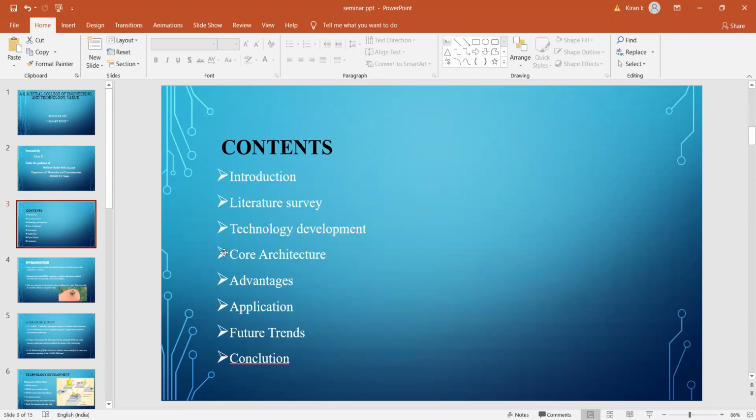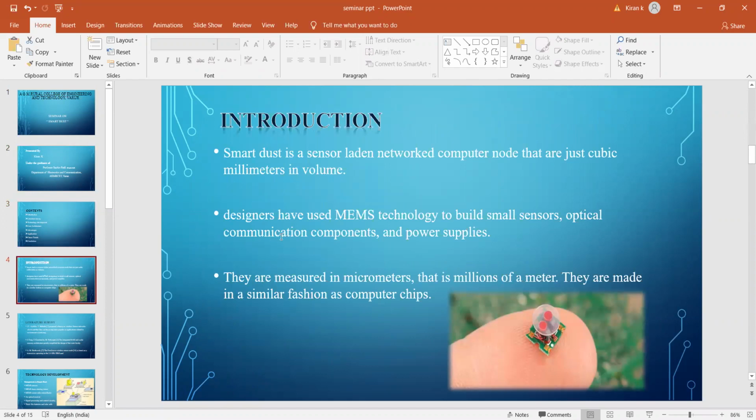These are the contents of our seminar topic, Smart Dust. Our project mainly focuses on reduction of power consumption, size and cost of the device. The Smart Dust project is exploring whether an autonomous sensing, computing and communication system can be packed into a cubic millimeter to form the basis of an integrated massive distributed sensor network.